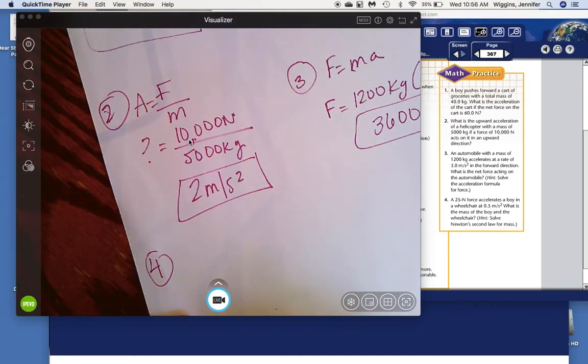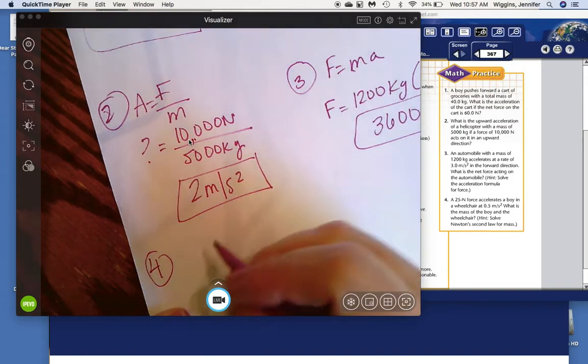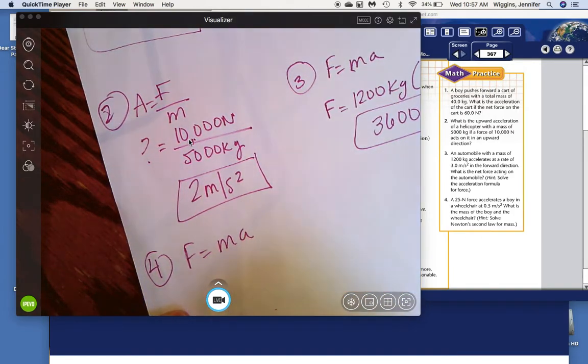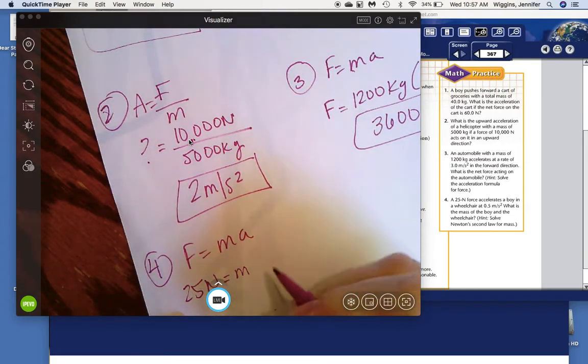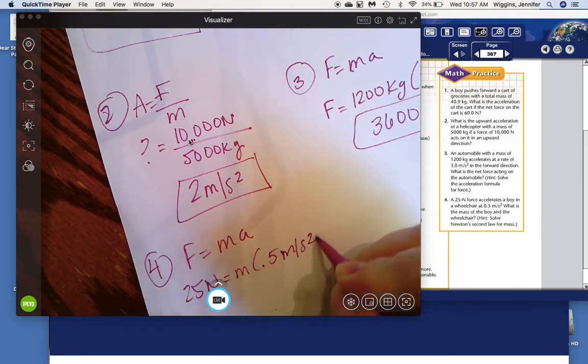All right. And then the last one is 4. I can't read today. Okay, a 25 newton force accelerates a boy in a wheelchair at 0.5 meters per second squared. What is the mass of the boy and the wheelchair? Okay, so this one says, hint, solve Newton's second law for mass. I still wouldn't do it that way. I would do it this way. You can do it however, but I'm going to put 25 newtons here. I'm looking for mass, and my acceleration is 0.5 meters per second squared.